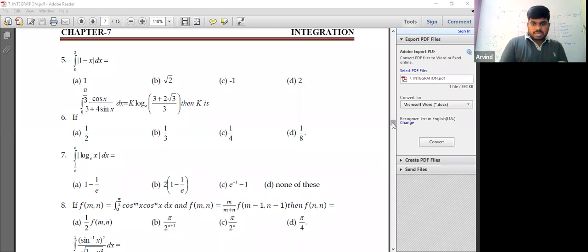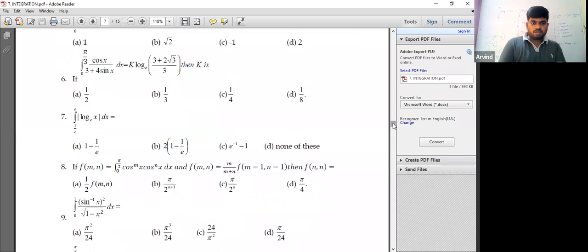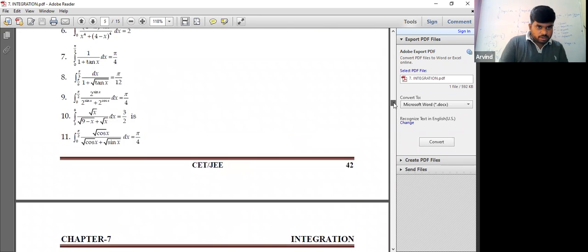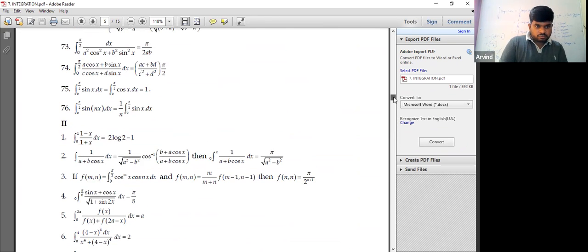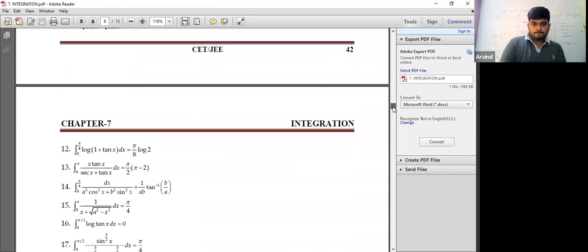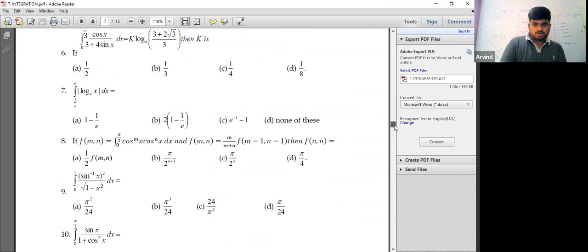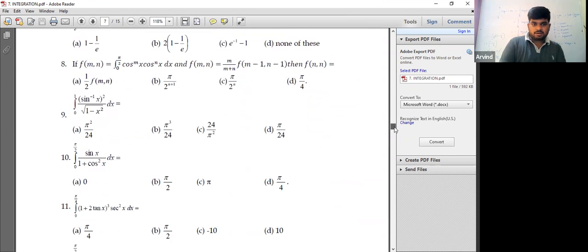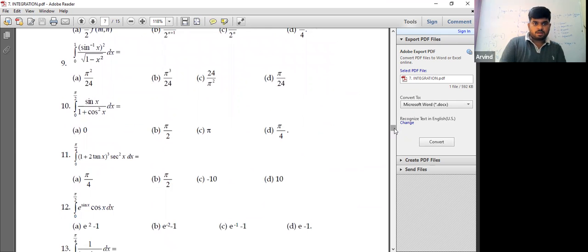And the 8th one is a standard rule. You have to remember it. The answer will be pi to the power of n plus 1 by 2 to the power of n plus 1. The standard rule is somewhere here: if f of m comma n is equal to the integral from 0 to pi by 2 of cos power mx cos nx dx. Just remember this rule. It is based on a standard rule. If you remember such standard rules, you get it.